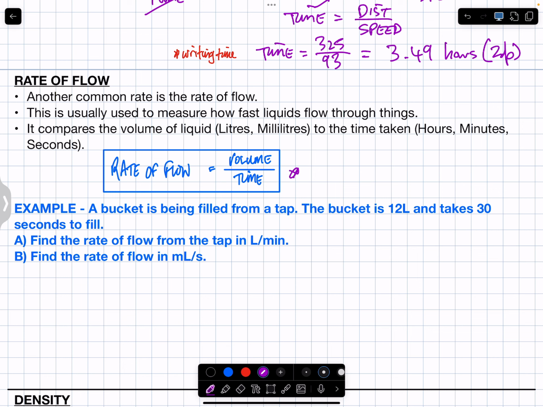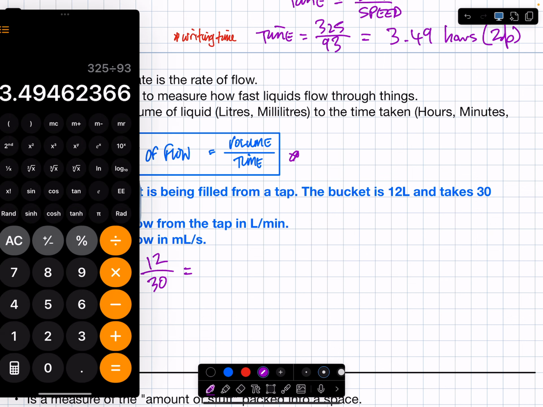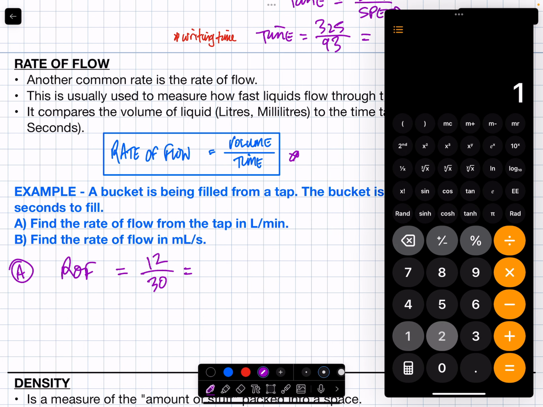All right, let's find the rate of flow. A bucket's filled from a tap. The bucket's 12 litres. Takes 30 seconds to fill. Find the rate of flow. Rate of flow is equal to, what's the volume of the bucket? How much does the bucket hold? 12 over time, takes 30 seconds to fill. So my time is in seconds. 12 divided by 30. 12 over 30. So it's 0.4 litres per second.